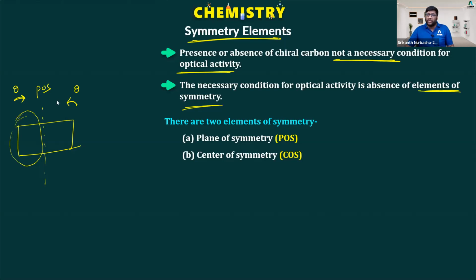So as a whole, the net rotation exhibited by the molecule is plus theta plus minus theta, that is 0. So whenever the molecule possesses a plane of symmetry, it is said to be optically inactive. Not only a plane of symmetry, if it also possesses a center of symmetry, in that case also it is optically inactive. If elements of symmetry, a plane of symmetry or center of symmetry, are present, the molecule is optically inactive due to internal compensation or external compensation.